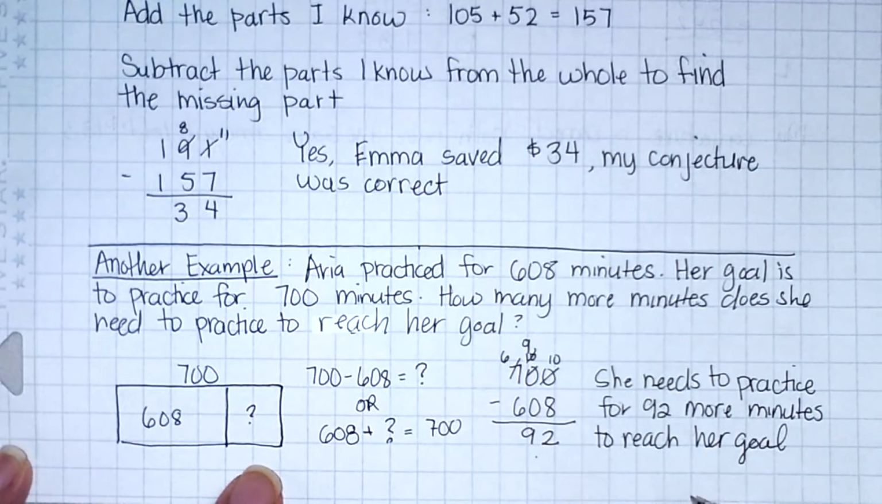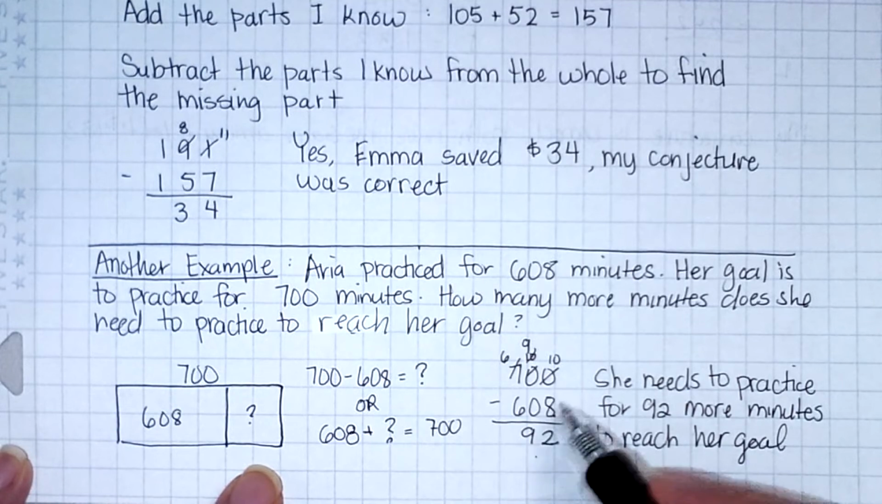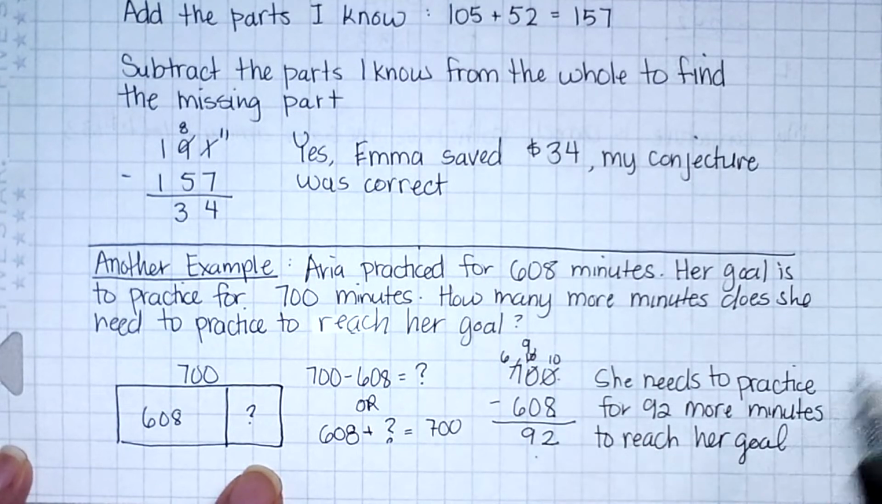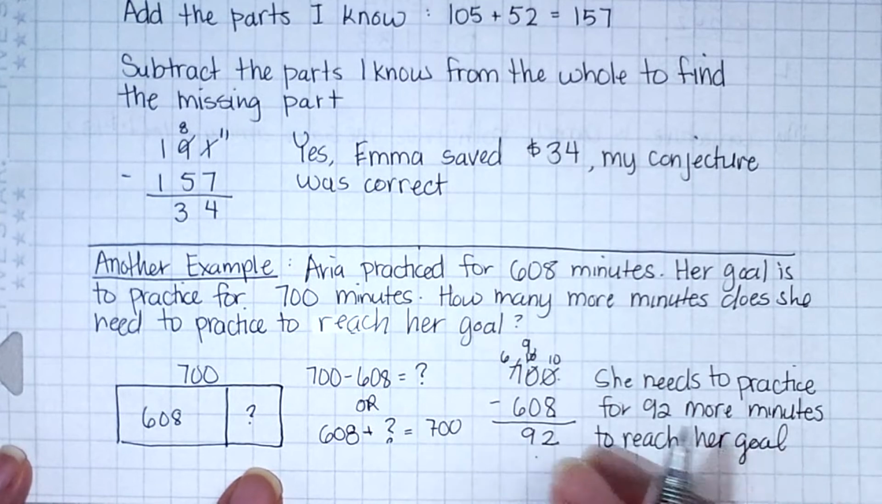Now, how can I check my answer? I can do 92 plus 608. And since that equals 700, I know that my answer here is correct.